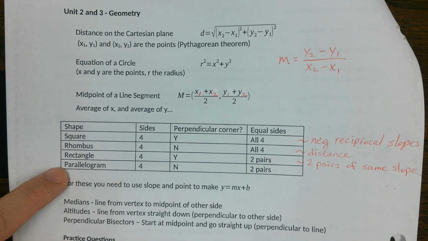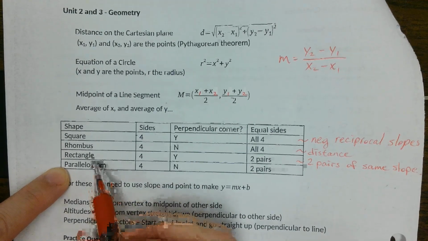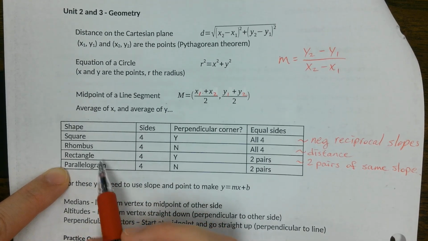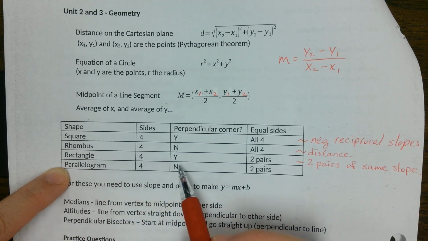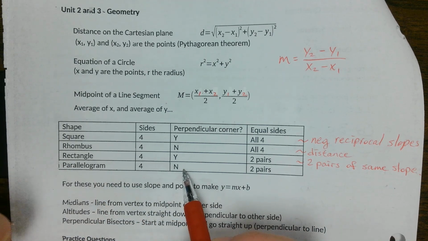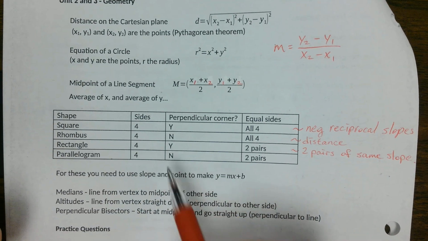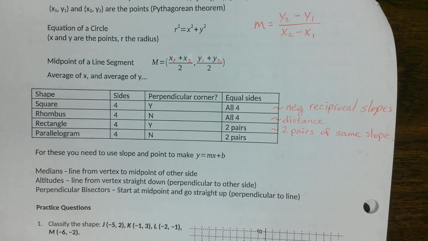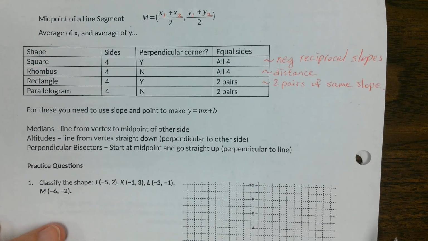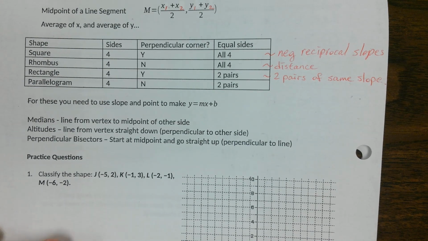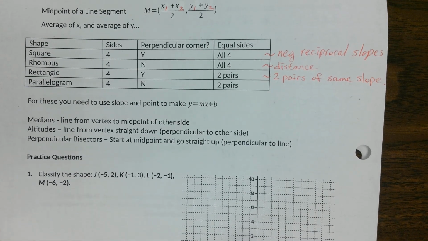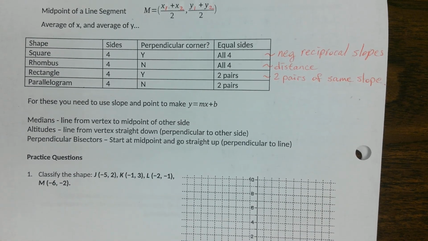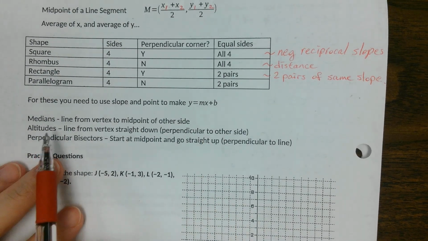Right? Parallelogram. Okay, so this one, yeah, so that's what I was thinking. So the difference between rectangle and parallelogram is the 90 degree. So you also have to compare the slopes, negative reciprocal slopes. Okay. For these, you need to use the slope and a point to make y equals mx plus b.